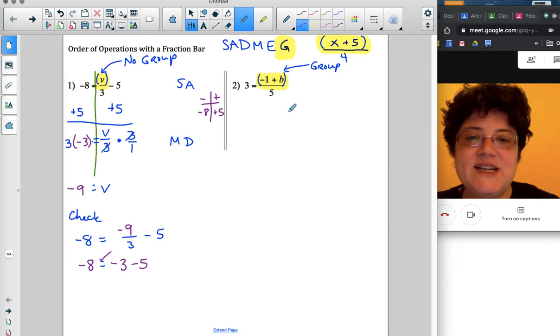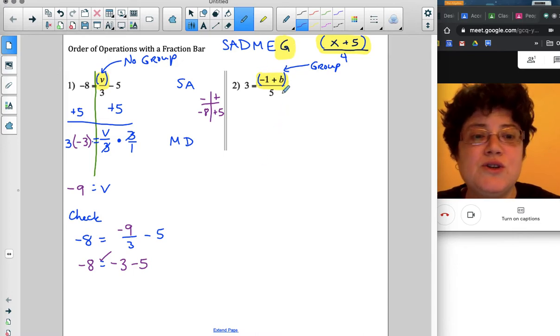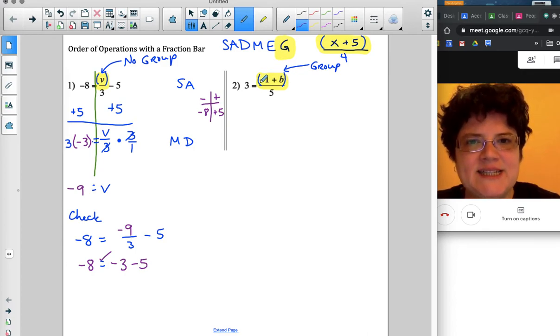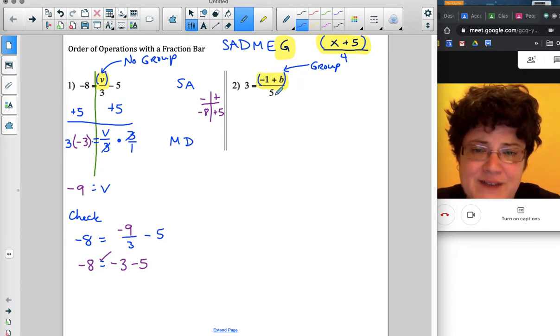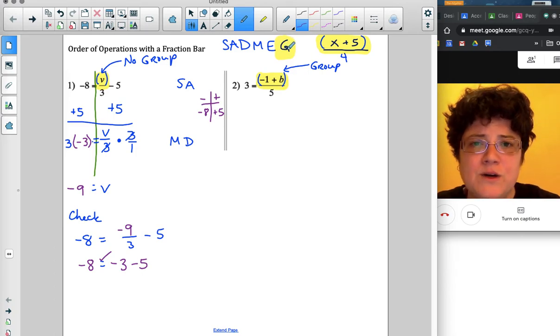Let's try this next one. So looking here, hey, there's a grouping symbol here. So sad Meg, this has to be the last thing I undo. So in order to think about what's happening, this b first has to be added to the negative 1 and then be divided by the 5. So working backwards, is there any addition or subtraction that I can get to first? And the answer is no, because the addition or the subtraction is included in this grouping symbol, so I can't touch it at the beginning.